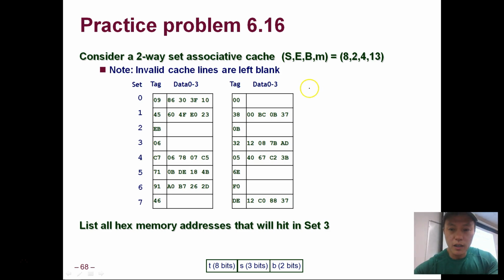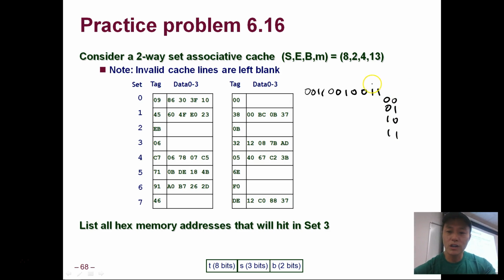Okay, so the tag is 32, so that's 0011, 0010. The set is 3, and because you're encoding the set with 3 bits, this is 011. And then the block offset could be any one of these: 00, 01, 10, or 11.